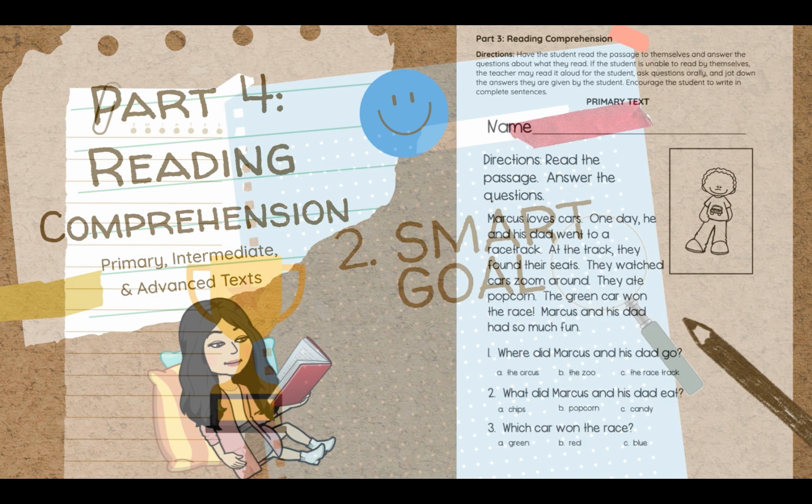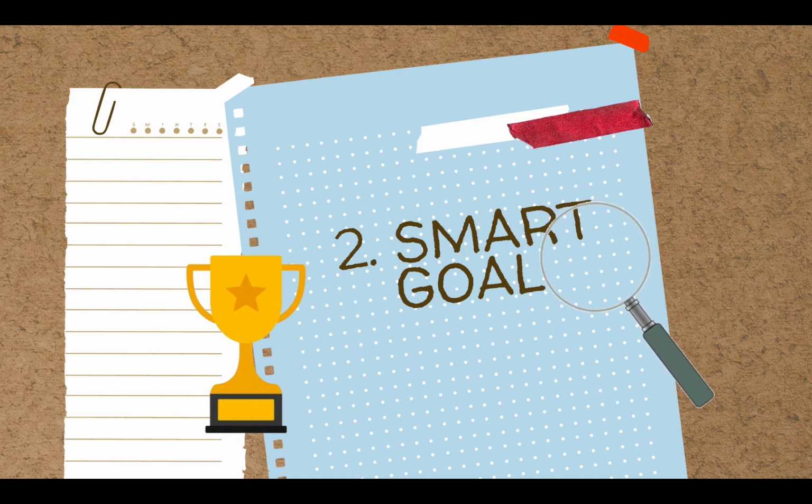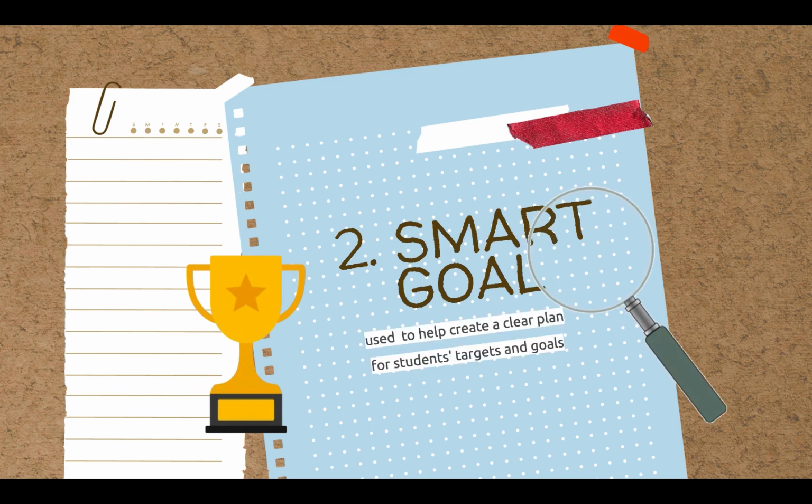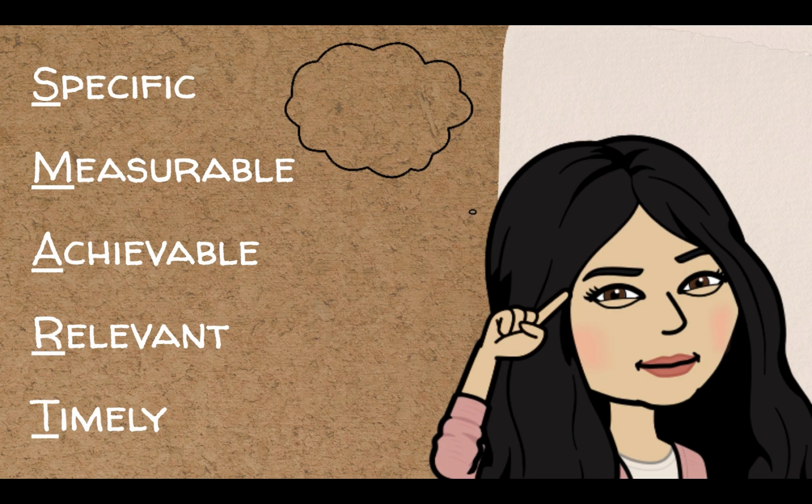The next part of the portfolio, part 2, the SMART goal. It's used to create a clear plan for students' targets and goals. When creating a SMART goal, keep in mind the following to help guide you. Is the goal specific? Is it measurable? Is it achievable? Is it relevant? And is the goal timely?